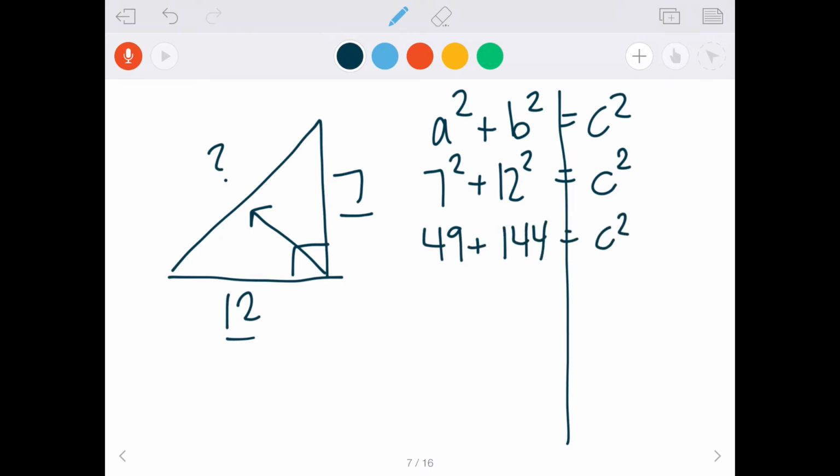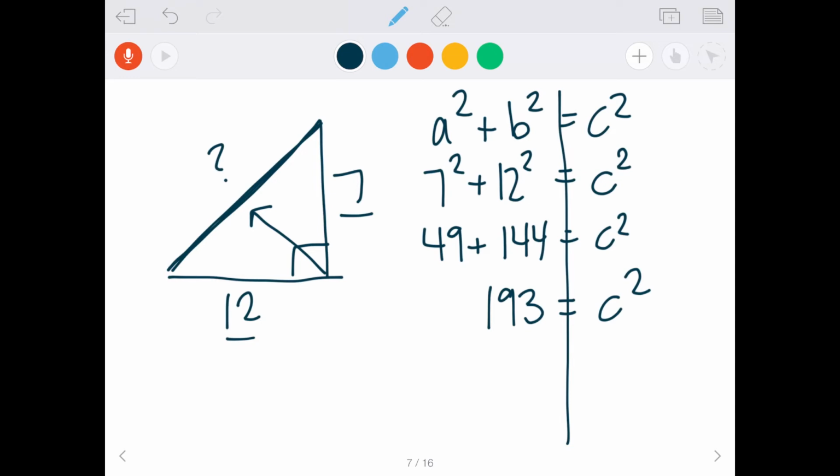And let's see, 49 plus 144, I should have my calculator out. 49 plus 144, okay, 193. And then remember, this is not the end of the problem. The hypotenuse, we said, should always be the longest side, but it should only be the longest by a little. So it's going to be bigger than 12, but not much bigger. It might be 14 or 15, but it's not going to be 193.